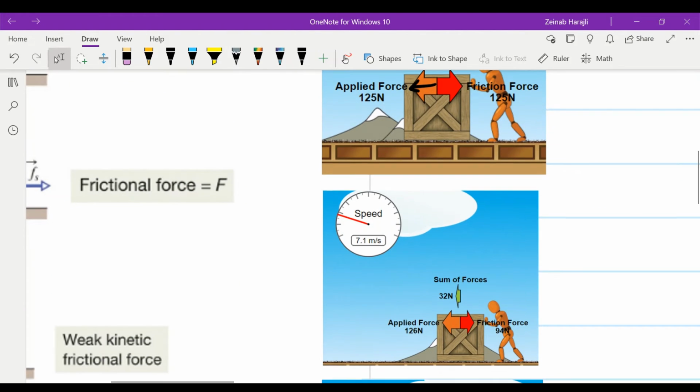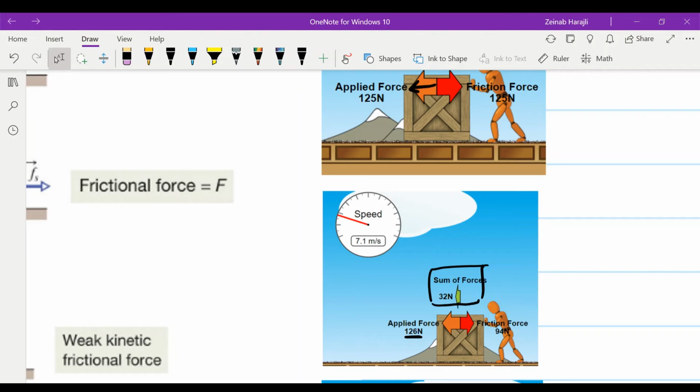And you can see here, once we reach 126 newtons, there is a net force exerted on the object, and there is now a non-zero speed for the crate. It's moving in the direction of the applied force. But let's also notice something else. The friction force is still there, but its magnitude has actually decreased.